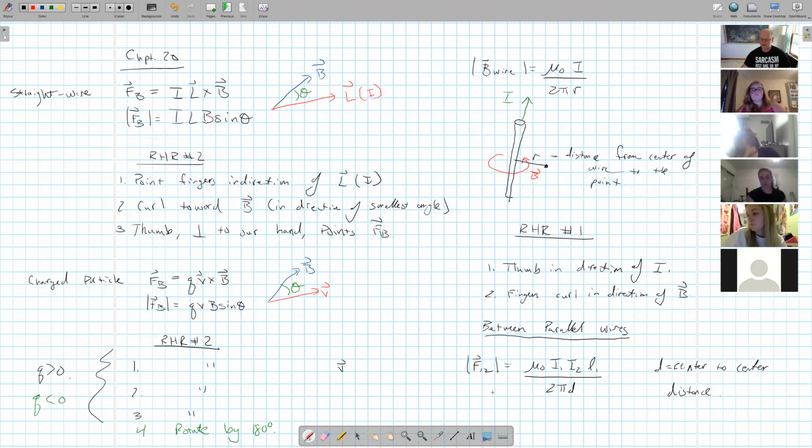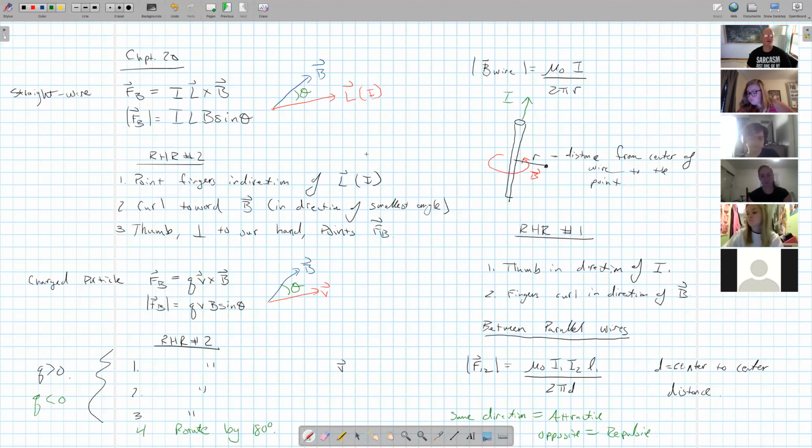So here we use the right-hand rule then to determine the direction of the force. But basically what we found was that if the currents were moving in exactly the same direction, this resulted in an attractive force. But if they were in opposite directions, this resulted in a repulsive force. That's okay.